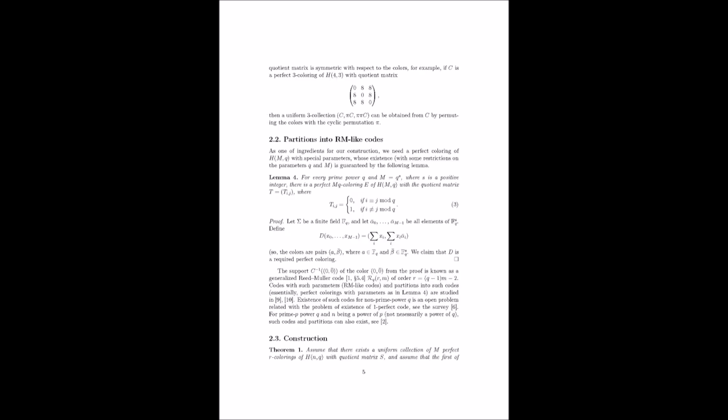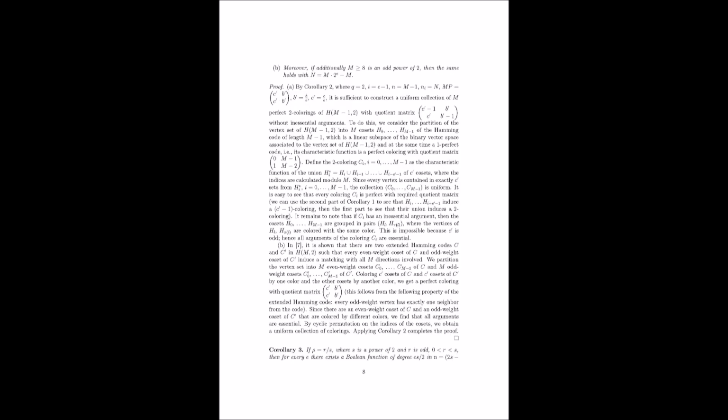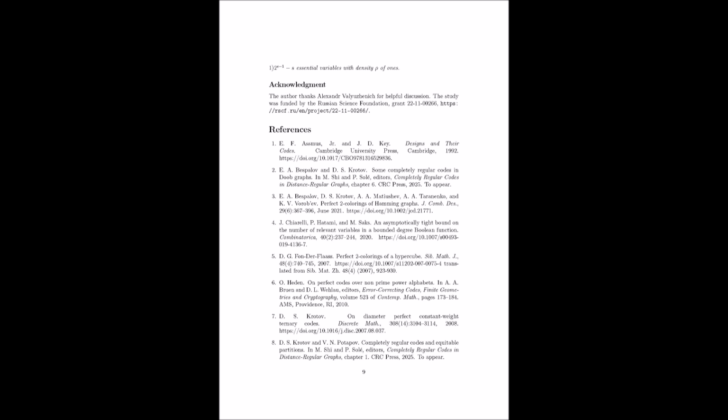But before we get into the applications, let's take a closer look at the math behind these colorings, specifically the RM-like codes we touched on earlier. Yeah, those seem to be doing a lot of heavy lifting in the construction process. What are they exactly, and how are they connected to perfect colorings? Well, to understand RM-like codes, we need to first talk about error-correcting codes. They're used in communication systems to make sure data transmitted through noisy channels is received correctly. Right, like built-in spell checkers for data, making sure the message gets through even with interference.